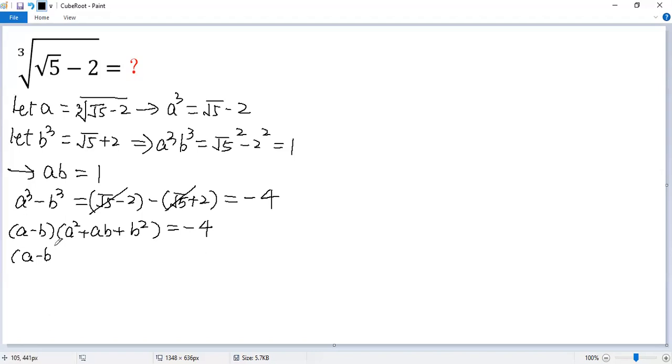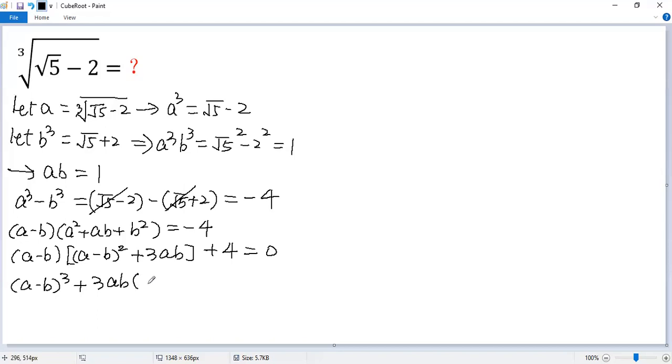So A minus B, we change the second factor as A minus B squared. Then we know here we have minus 2AB, but the outcome should be plus AB. So we need to add 3AB. And move -4 to the left side. So we get plus 4 equals 0. Distribute. So we get A minus B cubed plus 3AB times A minus B plus 4 equals 0.